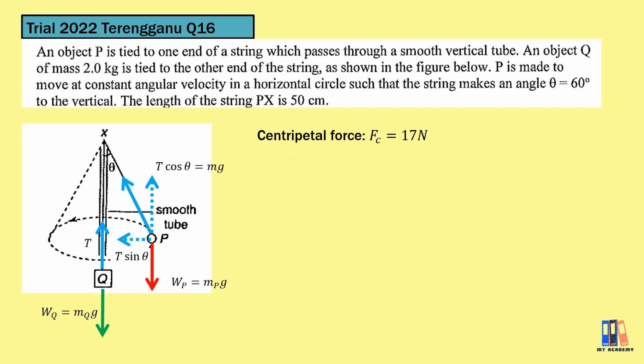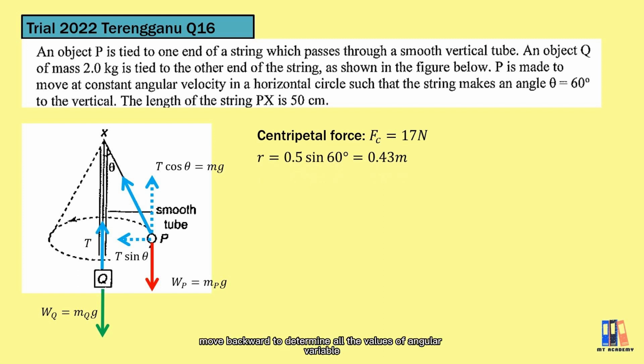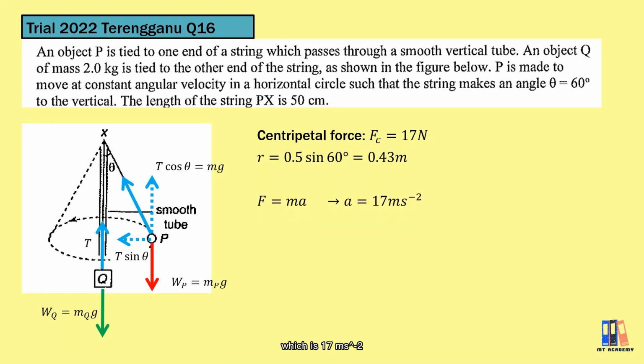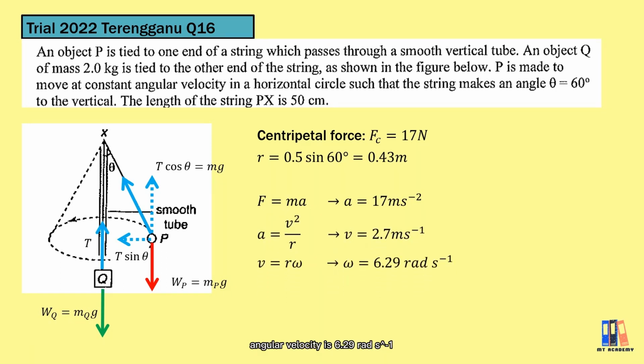So in conclusion, circular motion can be understood as forces not in equilibrium. There must be a force that causes the change in direction of velocity, which gives us the angular velocity and centripetal acceleration. Before we end, let's explore further about this motion. The length of string is given, so we can calculate the radius of the circular path is equal to 0.5 sin 60 degree, equal to 0.43 meter. Well, we are going to move backward to determine all the values of the angular variables. First is the centripetal acceleration, which is 17 meter per second squared. Then we can find the linear velocity is 2.7 meter per second, angular velocity is 6.29 radian per second, and lastly are the frequency and the period, 1 RPS and 1 second respectively.